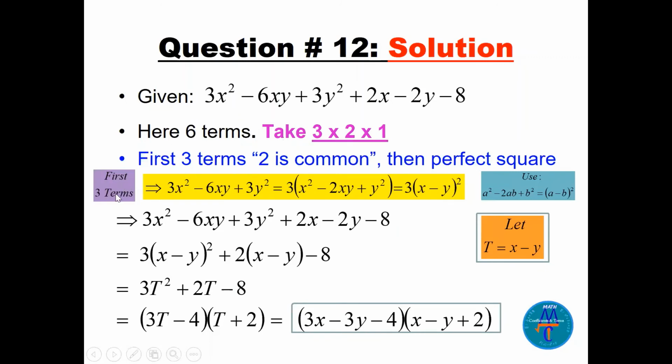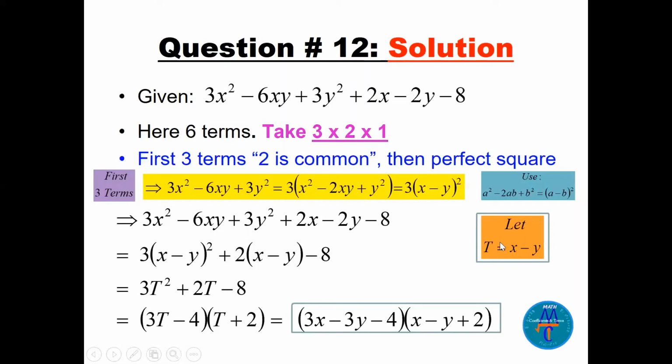If I take the first 3 terms, I just throw them here, take 3 common: x squared minus 2xy plus y squared. That's easy. Now this one is complete or perfect because we can use this formula, a squared minus 2ab plus b squared is a minus b squared. So we leave this one for the first 3 terms. Now in the 2, I take a common factor, you see here, so 2x minus y, leave minus 8.